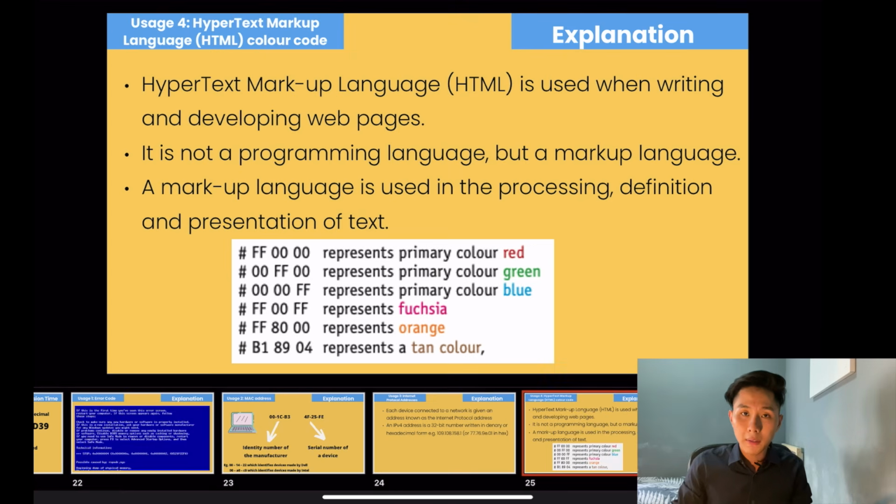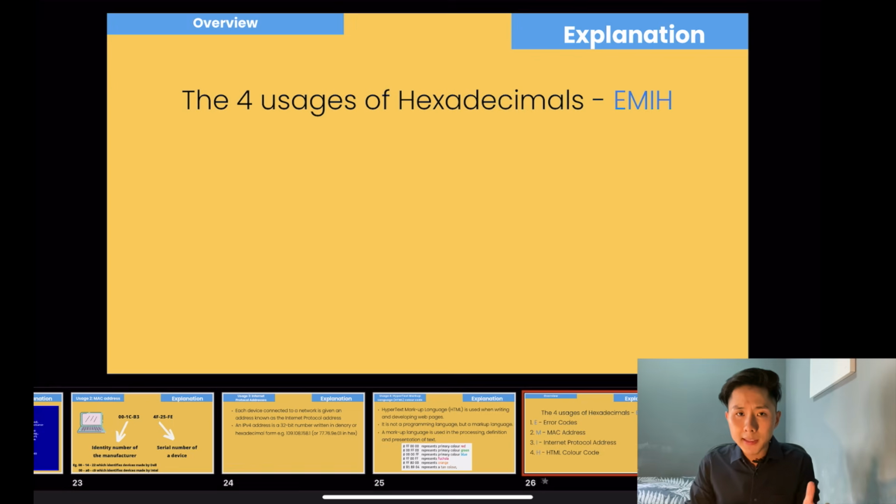So the last usage of hexadecimal system is called the HTML color code. HTML is basically a language that programmers use to develop websites. It's not a programming language, but a markup language. So when you're making a website, there are certain colors that you might want, and you would encode this in hexadecimal.